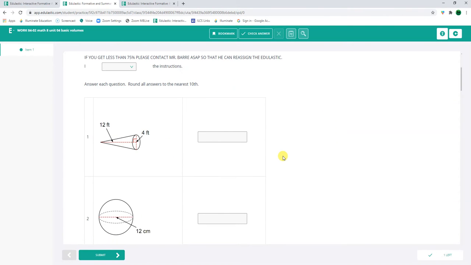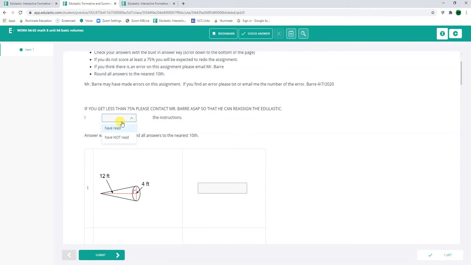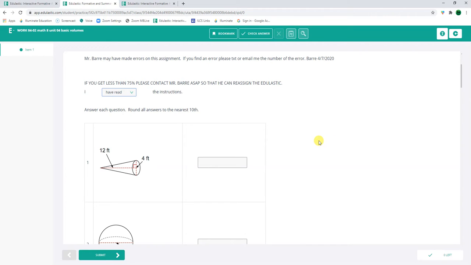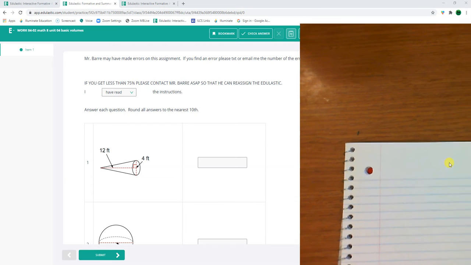Bum, bum, bum, bum. Bum, bum. Ba-dum, ba-dum, ba-dum, bum. I understand, and I've read the instructions. Okay, number one. So we're doing basic volumes. I've got my notebook out.